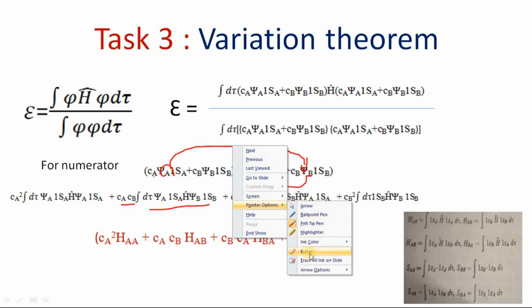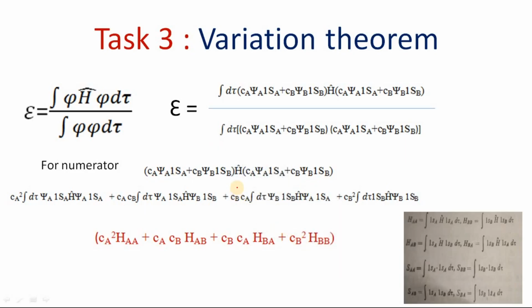Now going for the third term. For the third term, this one acts on psi a. So Cb Ca are taken out because they are constants, and psi b 1sb, Hamiltonian, followed by psi a 1sa, and finally this one. So we have this expansion.